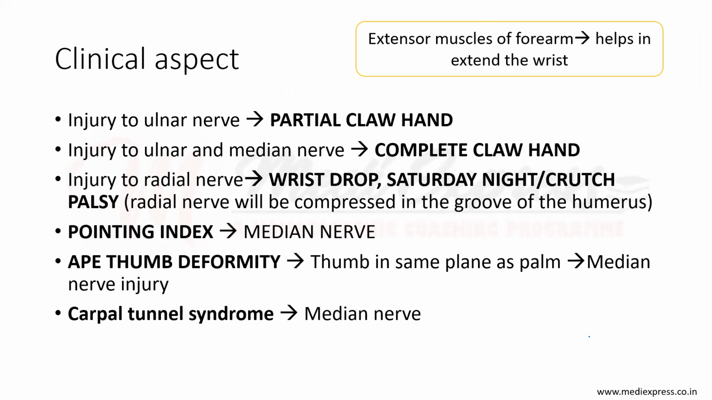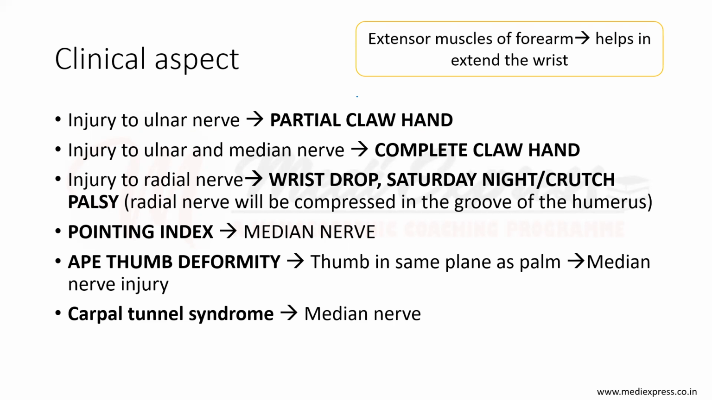Now coming to the clinical aspect of the nerves as well as the muscles of the forearm, muscles of the hand. Remember that if there is an injury to the ulnar nerve, that means there will be a partial claw hand. Partial claw hand. Okay, remember this.